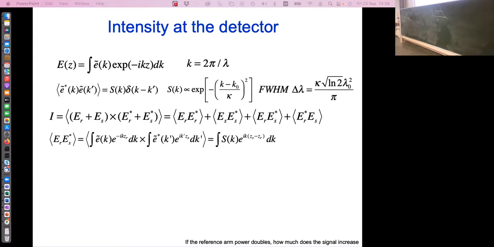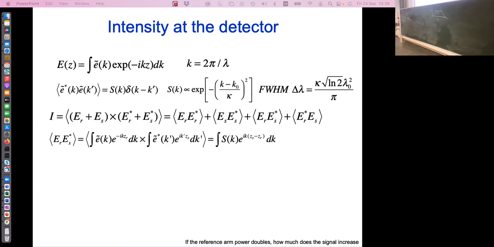This is the reference arm. I travel ZR, reference arm. This is the E field from the sample arm. I travel a distance ZS. This is the complex conjugate of the sample arm. I integrate over k prime. I'll pull this integration over the whole thing. I have my ensemble average brackets here, and these ensemble average brackets turn my E wiggle k and E wiggle star k prime into a delta function and spectrum.